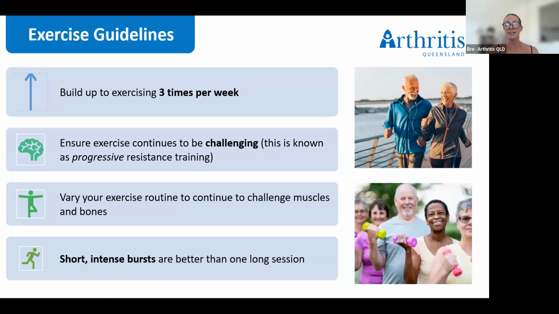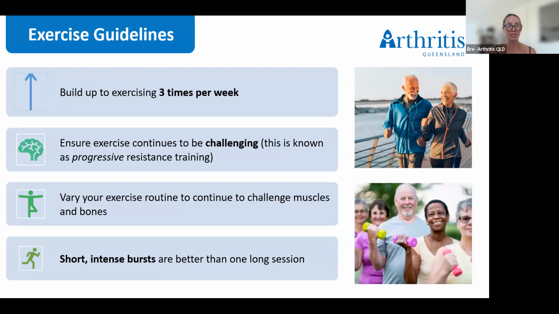All right, so exercise guidelines. If you can, build up to exercising 3 times per week. And you may ask, what if I can't do that much? Some people find it really handy to reduce the length of the session rather than the number of sessions per week. So instead of doing the 30 minutes of this session, reduce it down to 15 to 20-minute sessions, but still do it 3 times per week.